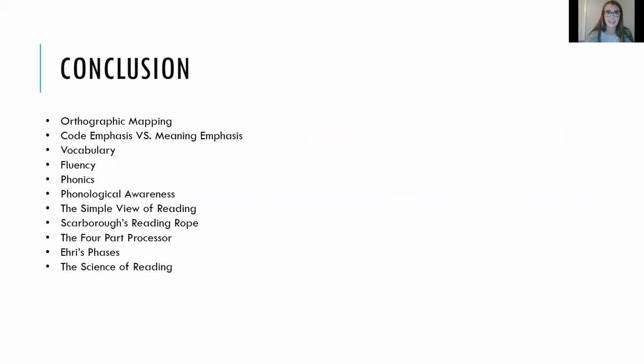In conclusion, today I told you about the science of reading, and I told you the different parts that go into the science of reading. I told you about orthographic mapping, code emphasis versus meaning emphasis, vocabulary, fluency, phonics, phonological awareness, the simple view of reading, Scarborough's reading rope, the 4-part processor, Ehri's phases, and that's how it all ties into the science of reading. Each of these parts are so specific for the science of reading that you can't take them out. You need these parts for the science of reading.